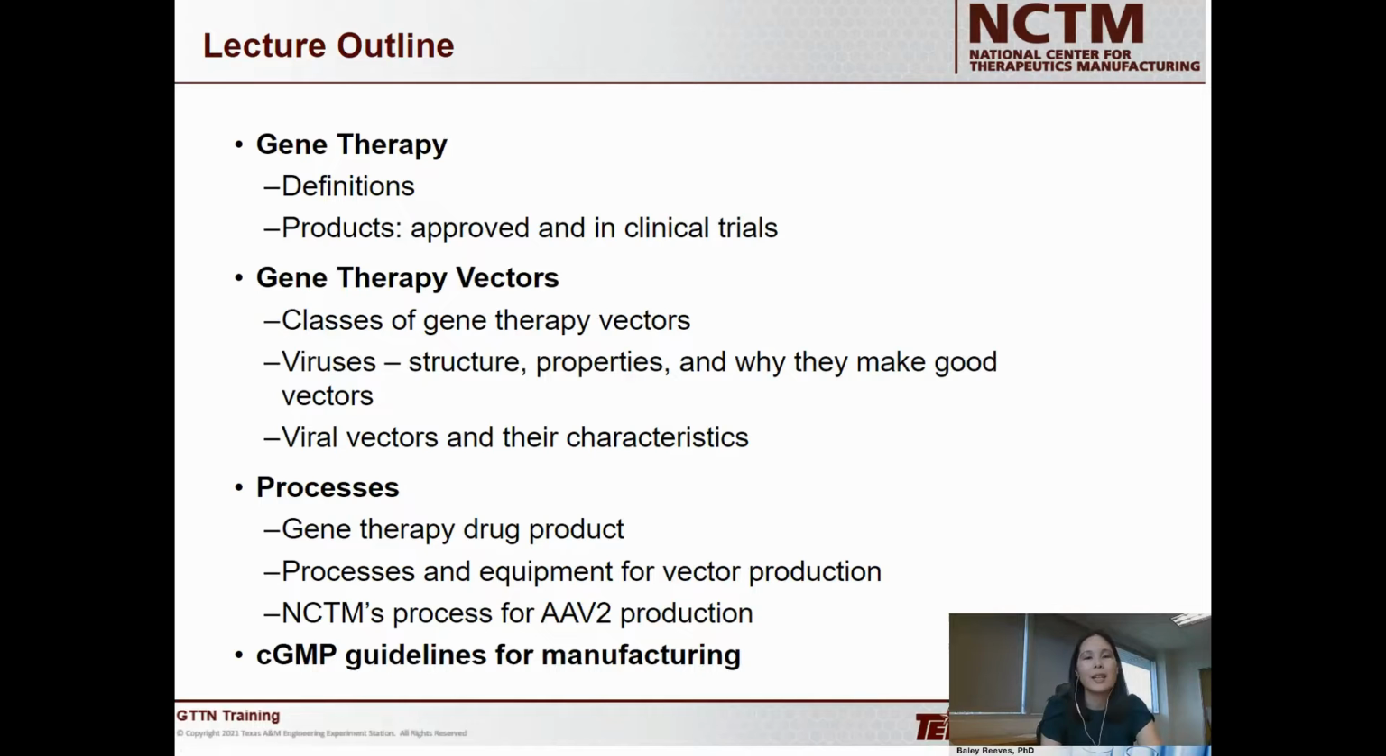We're going to be focusing, again, on the high-level gene therapy manufacturing process. We'll start by defining exactly what gene therapy is. We'll get into gene therapy vectors. Since we are talking about genetic modifications, what exactly is a vector and how are those used? And then the last thing that we're going to talk about is gene therapy manufacturing processes. We're going to cover NCTM's in-house AAV2 manufacturing process, but we're going to talk about it in general terms to be all-encompassing of other platforms as well.